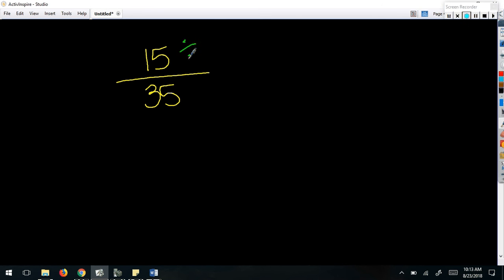When I divide, what's left? 15 divided by 5 is 3. 35 divided by 5 is 7.